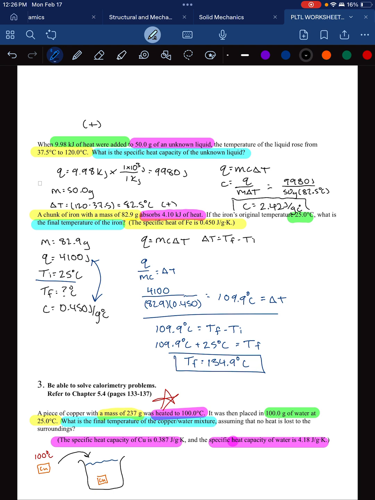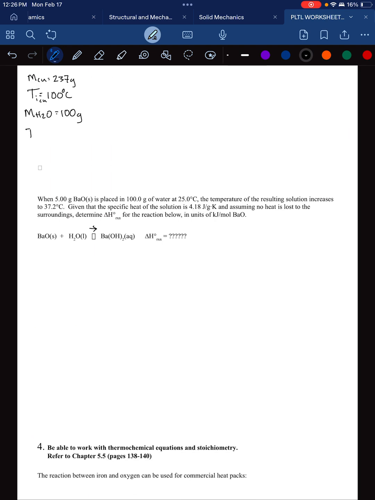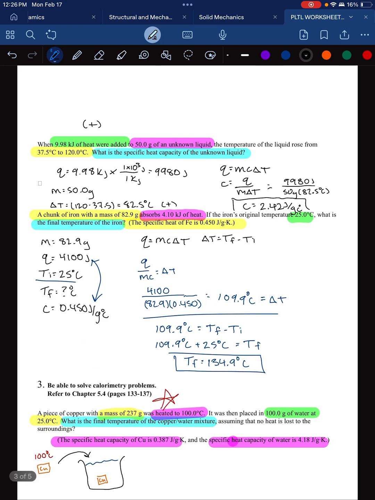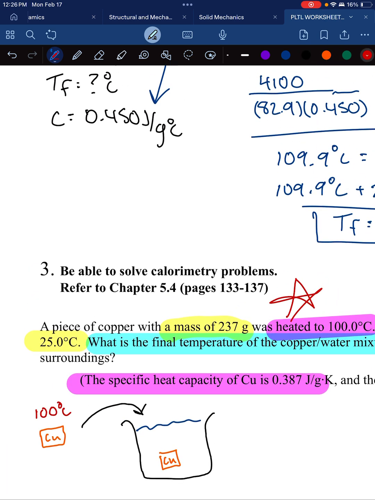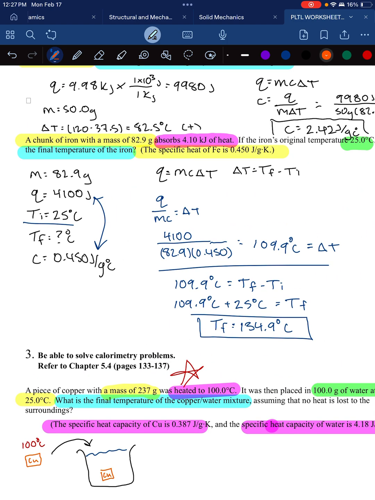And the T initial for the water is 25 degrees Celsius. Okay. And the final temperature is what we're looking for. Now, this is what I was trying to get to earlier. So the water starts at 25 degrees Celsius, but it doesn't end at 25 degrees Celsius. Same with the copper. It starts at 100 degrees Celsius, and it's going to change to another temperature when we put it in that water.